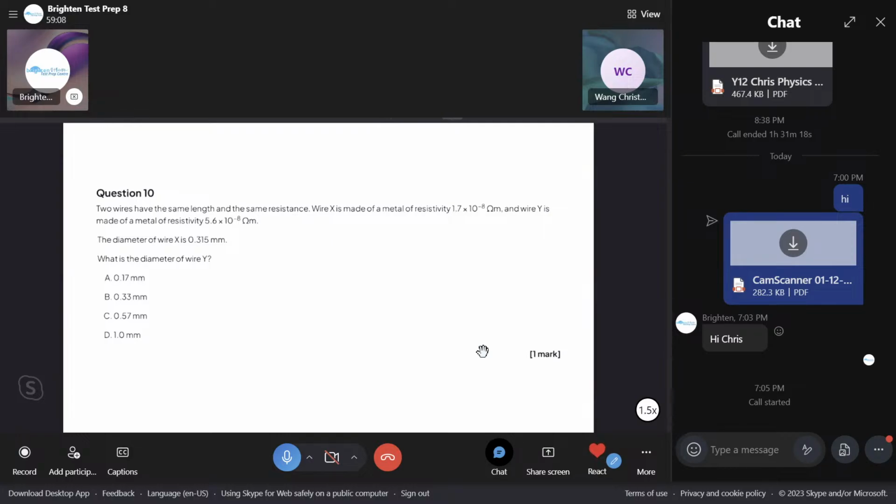So 1.7 times 10 to the power of negative 8 over, and then bracket 0.315 over 2, and then squared times pi, is equal to 5.6 times 10 to the power of negative 8 over, I just use x, bracket x over 2 squared times pi. Okay, yep, all right.